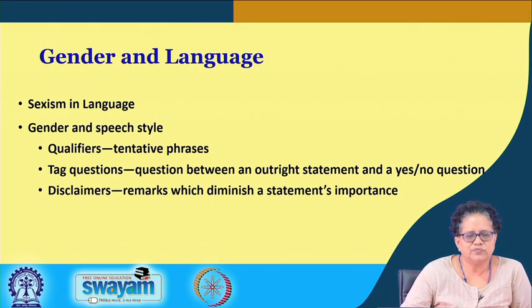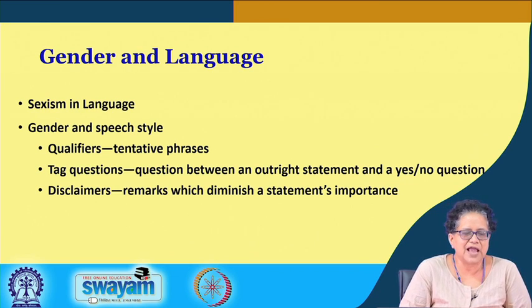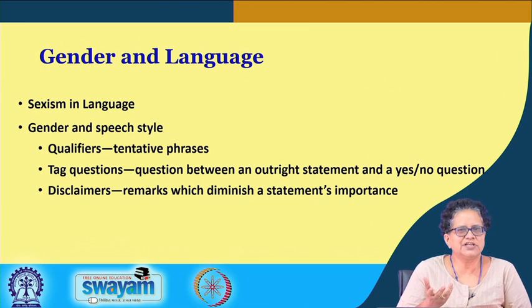Now, we come to the third aspect. We have covered culture, globalization, and now we come to gender and language. The third construct which impacts language is gender. And you know that language is a means of communication in which sexism is most vociferously, most openly reflected.